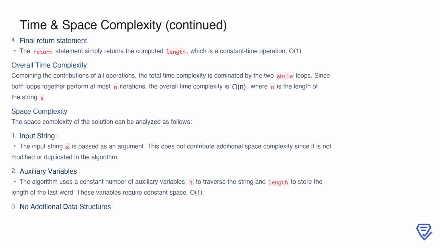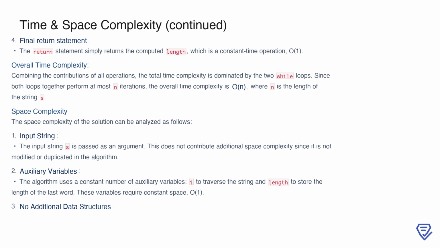Following the loops, we reach the return statement, which simply outputs the computed length. Since this operation involves no iteration or complex computation, it executes in constant time, or O(1). When we combine all the operations, the overall time complexity of the algorithm is dominated by the two while loops, making it O(n), where n is the length of the string.